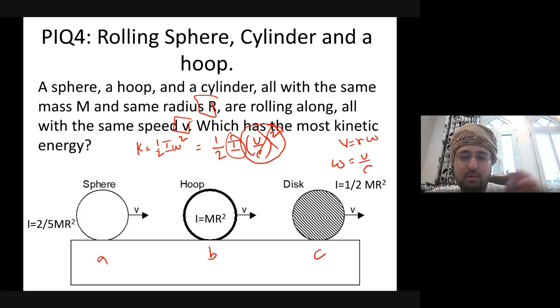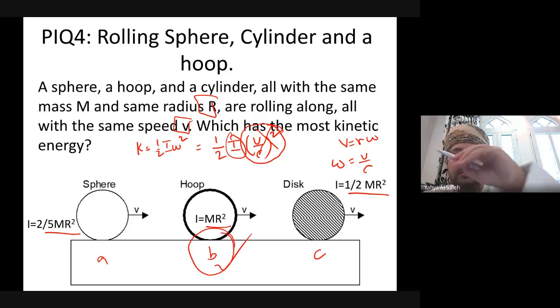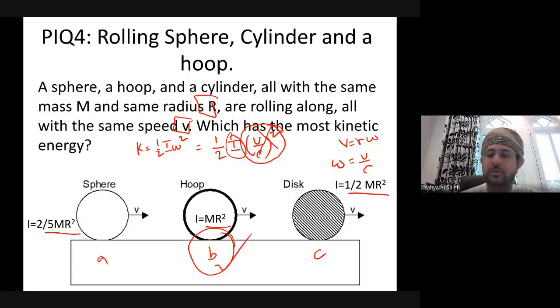So, it all depends on the moment of inertia. Sphere has 2/5 mr squared, disk has half mr squared, and hoop has a full mr squared. So the hoop wins. It has the most kinetic energy.